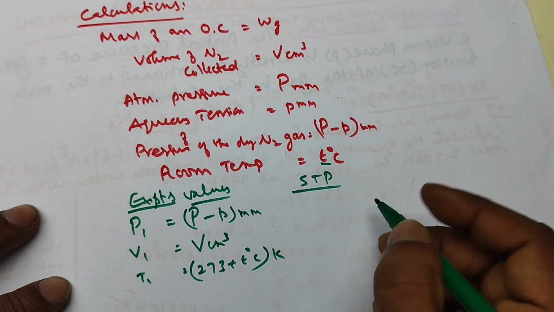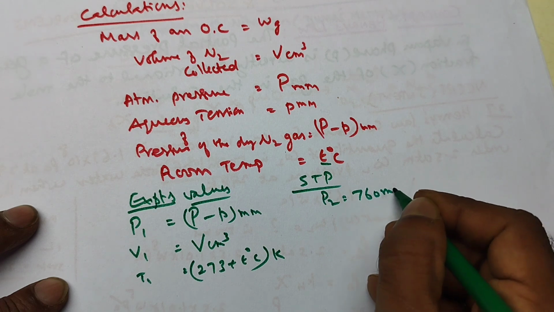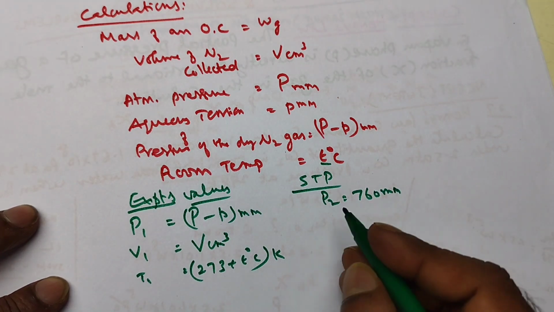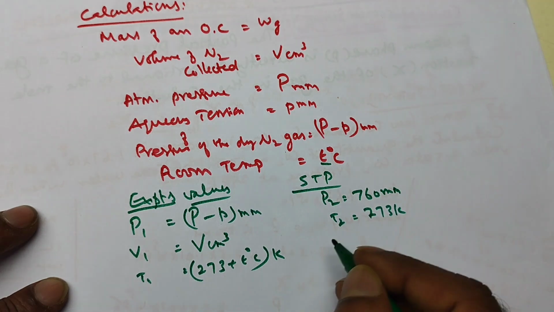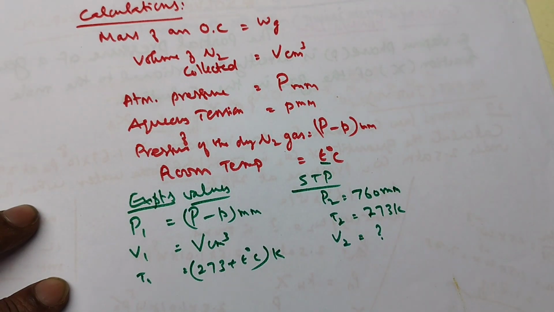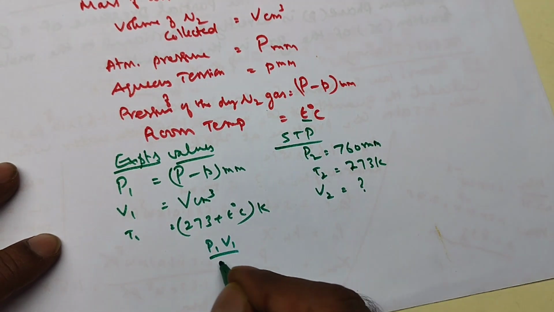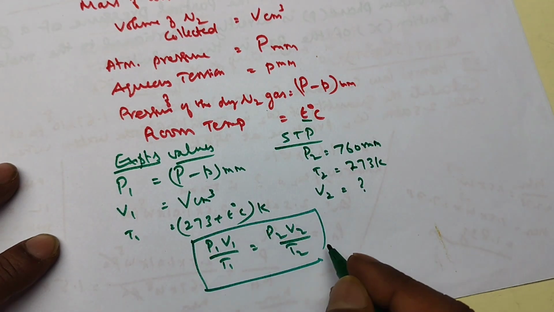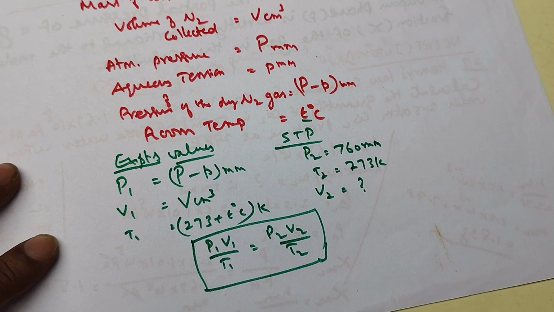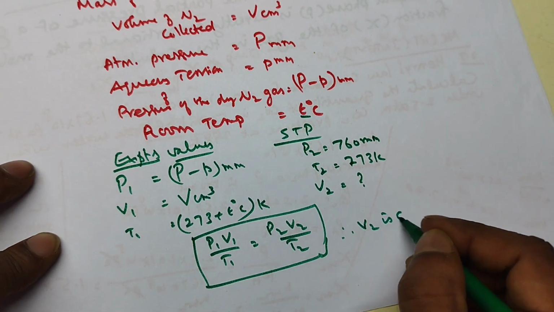Similarly, we write for STP conditions. P2 is 760 mm of mercury, that is the standard pressure, and T2 is 273 Kelvin, and V2 is the unknown. We calculate this using the formula P1 V1 by T1 is equal to P2 V2 by T2. This is the formula to calculate V2, so based on this you calculate the V2 value.